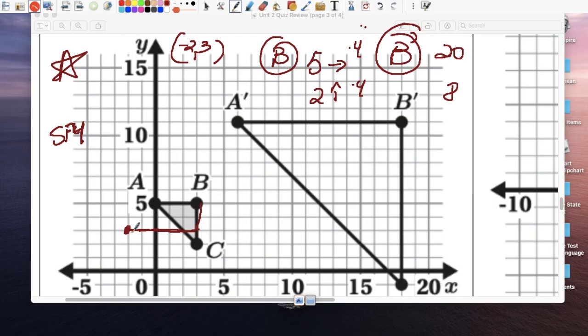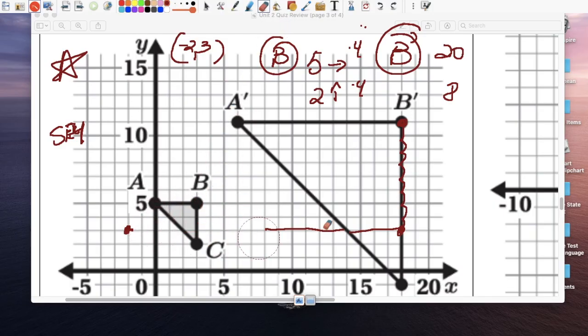Oh my god. So let's see. 1, 2, 3, 4, 5, 6, 7, 8, 9, 10, 11, 12, 13, 14, 15, 16, 17, 18, 19, 20. Look, 20. And then how many up? 1, 2, 3, 4, 5, 6, 7, 8. Ah, so the scale factor of 4 actually works. I'm not even going to do C.